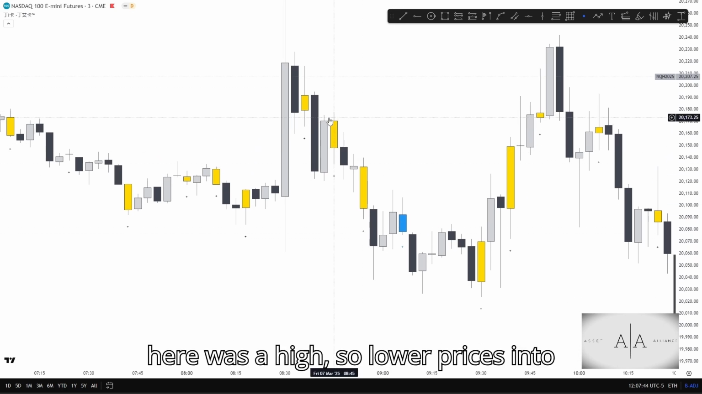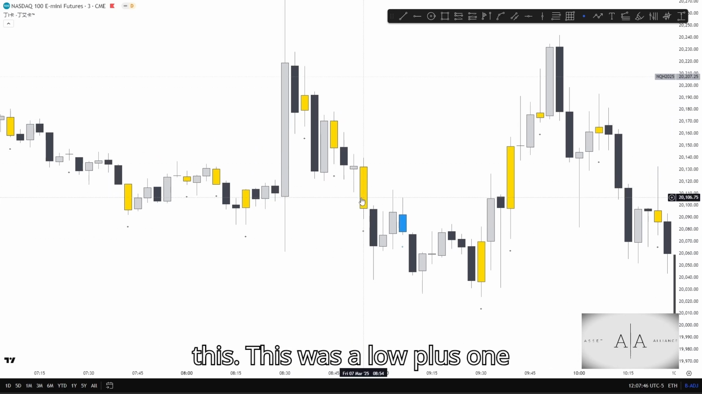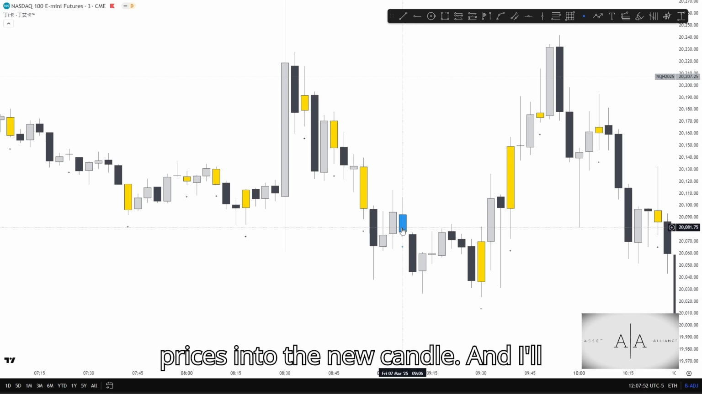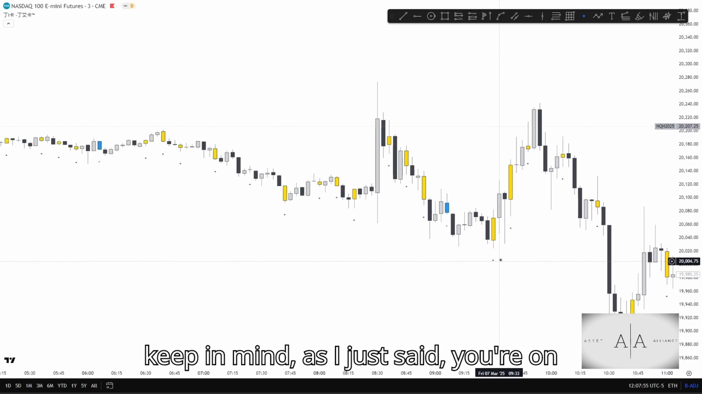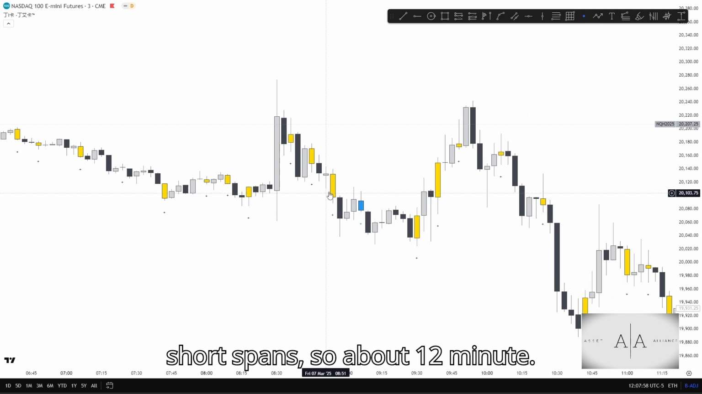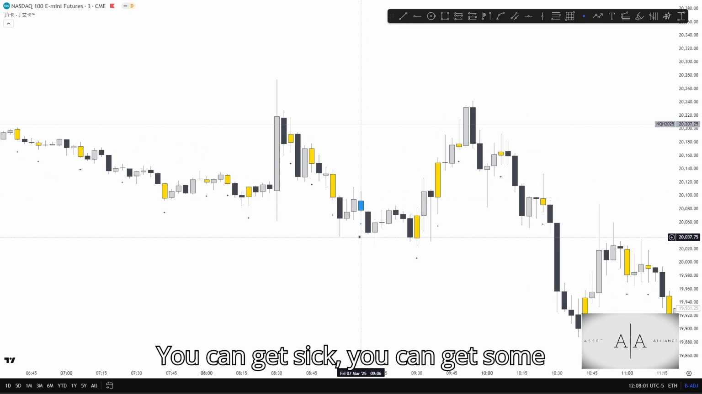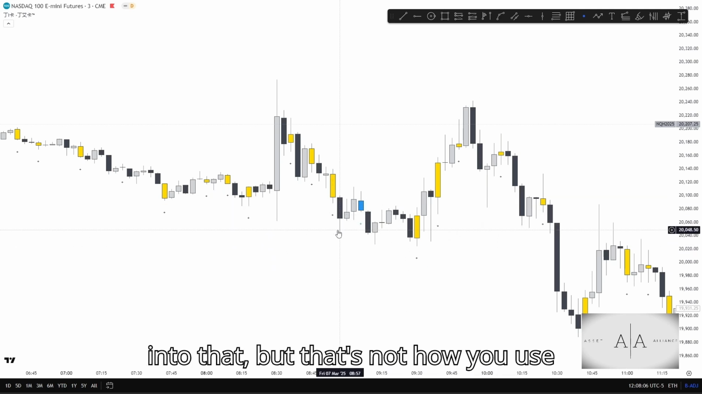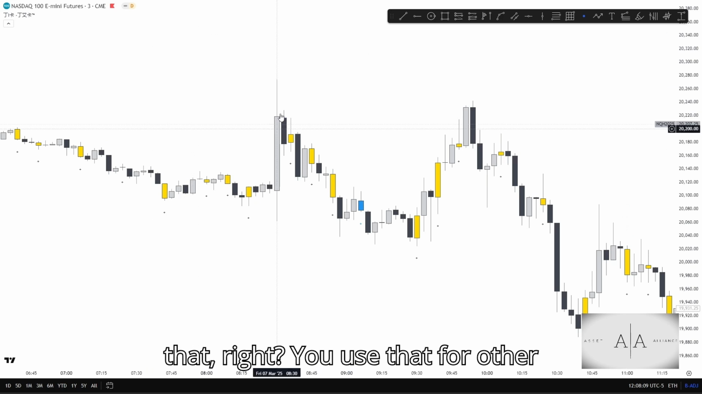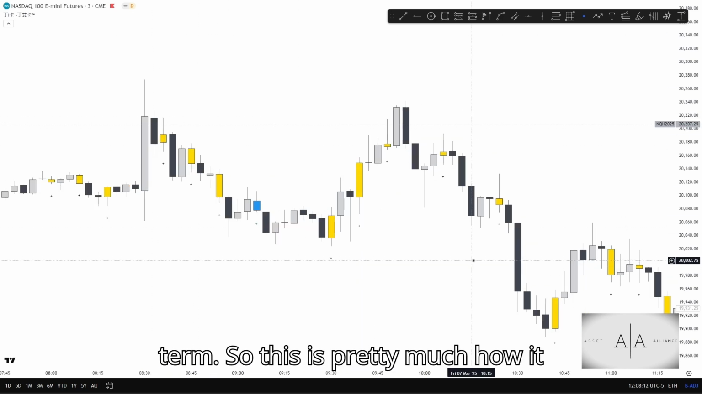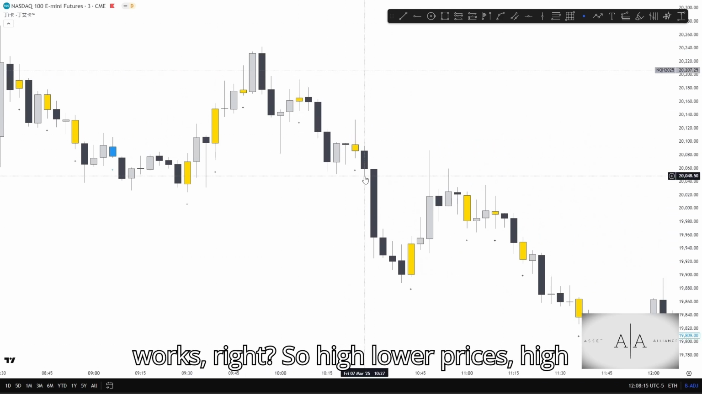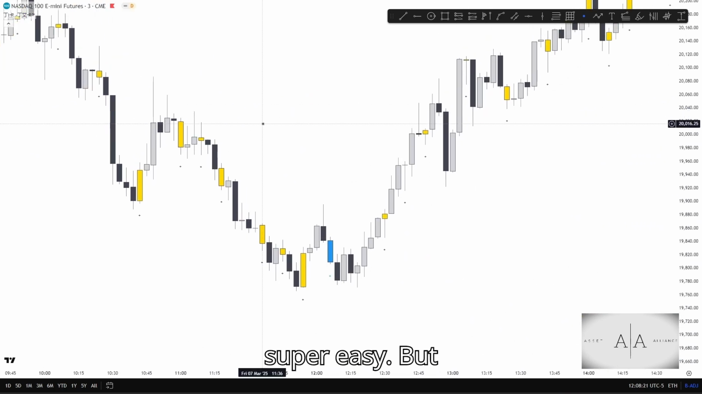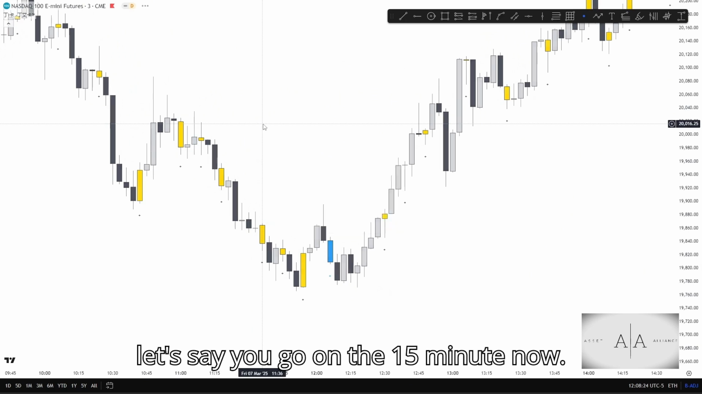But you can't use it as a bias in a way. Same here, was a high, so lower prices until this. This was a low. +1 was your actual low, but then higher prices into the new TAC candle. Now keep in mind, as I just said, you're on the 3-minute. This is some really short spans, so about 12 minutes. You can get some really small scalps into that, but that's not how you use TAC. You use TAC for other things, for automatic bias for longer term. So this is pretty much how it works. High, lower prices, high, lower prices, low, higher prices. Super easy.